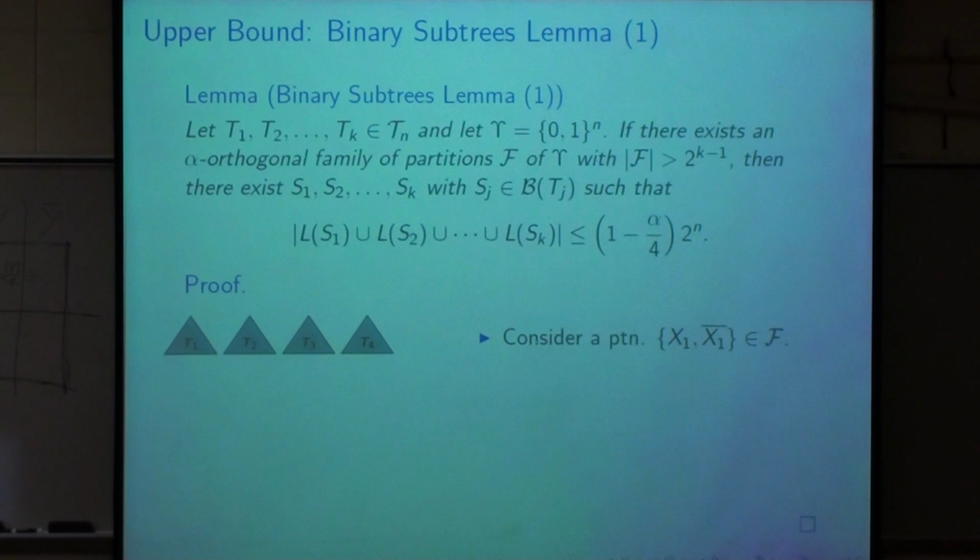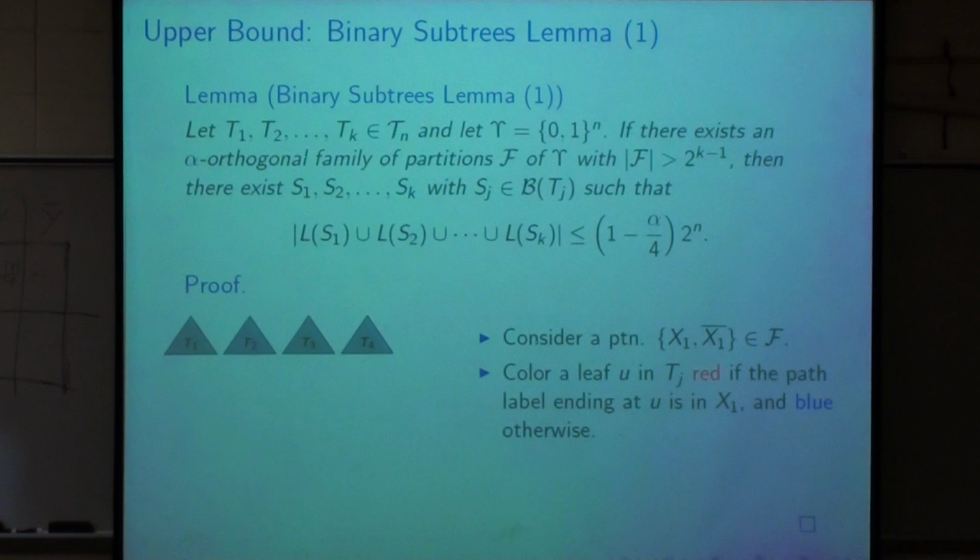What are we going to do? Well, next, for each one of these trees, and for each leaf in this tree, we're going to give it a color, red or blue. What color is it going to be? Well, it'll be red if the path label from the root to the leaf happens to fall in this set x1, and it will be blue otherwise, if it falls in the complement. So that's how we're going to color all of these leaves.